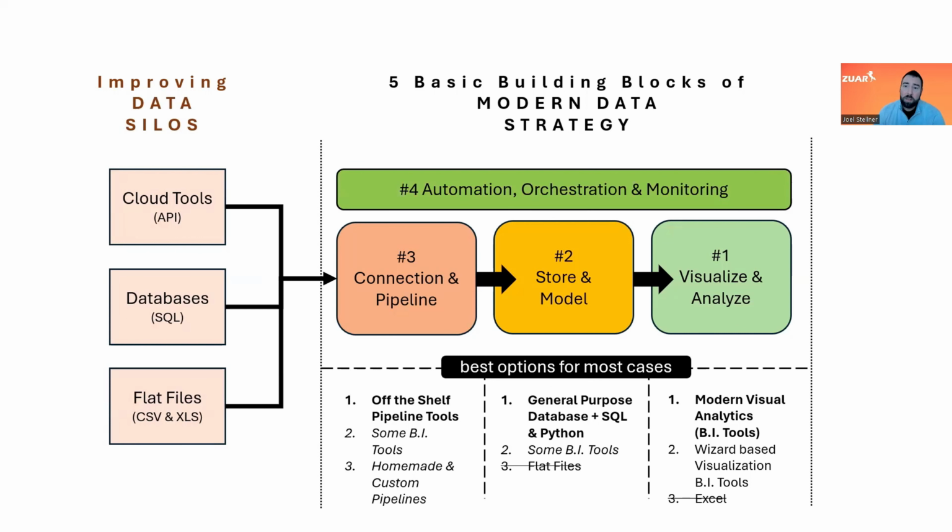Number 4 is a pretty important component, and that is everything needs to be automated, monitored, orchestrated. We at Zuar have a platform for this. Again, off the shelf is usually going to be better than trying to build something homegrown for this purpose.